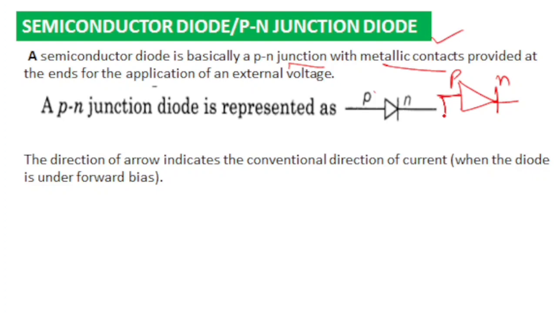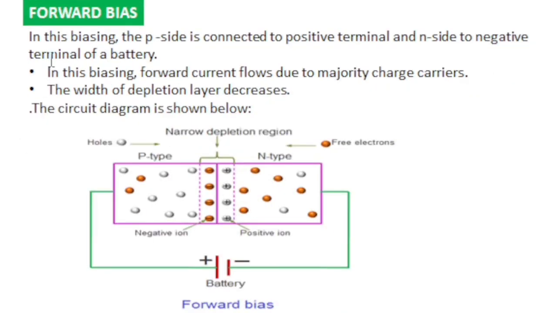With the help of these metallic contacts, a potential difference is applied across it, and in this way two types of biasing are done. One is called forward biasing, another is called reverse biasing. So what is biasing? Biasing is nothing but the application of an external voltage to a PN junction diode. Biasing is of two types, forward bias and reverse bias. Now I am going to discuss these two types of biasing.